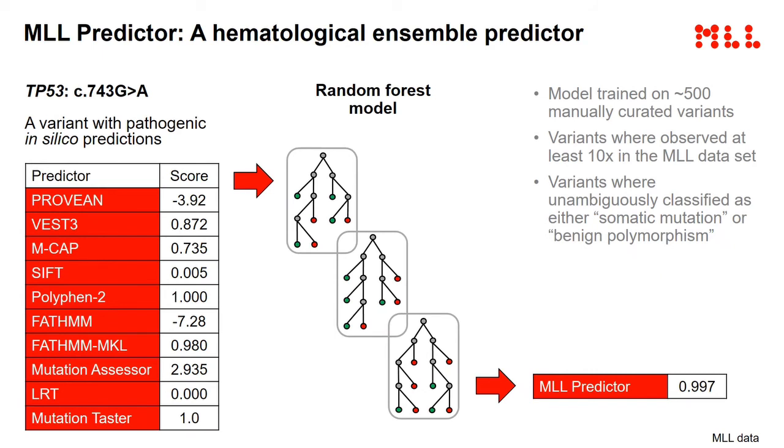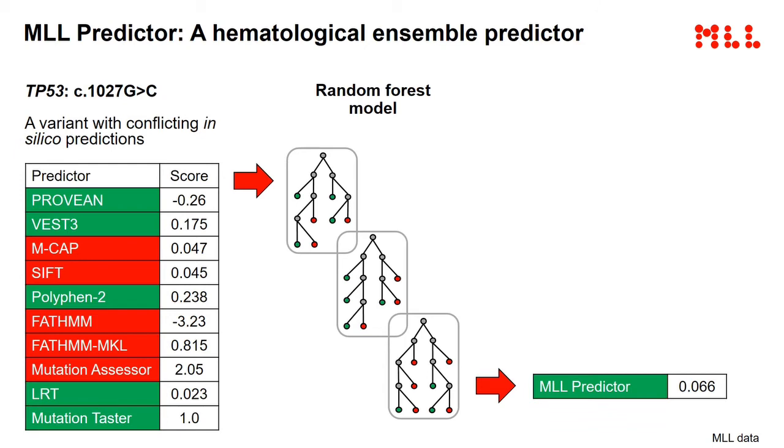So the tool that we use by AI support in molecular genetics is a random forest model with machine learning, and you see a specific variant here in TP53, and all these prediction tools are automatically organized by some AI-based algorithms and lead to an ML predictor of 0.997, clearly demonstrating that this is a pathogenic or damaging mutation. And all this is based on our experience of more than 12 years of NGS in our lab with many hundred thousands of genes being sequenced.